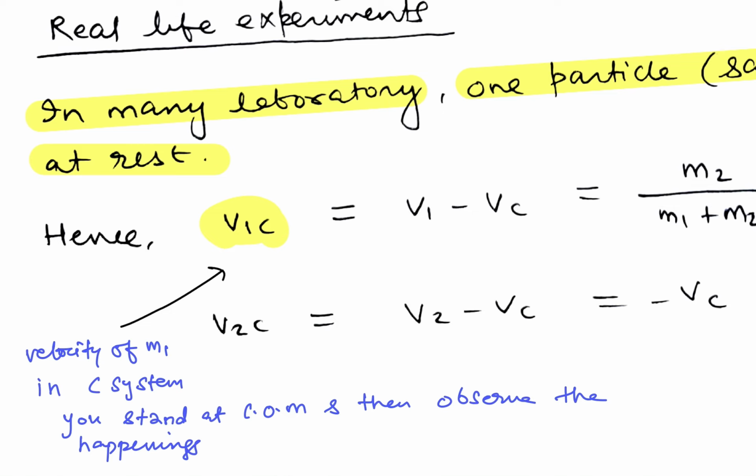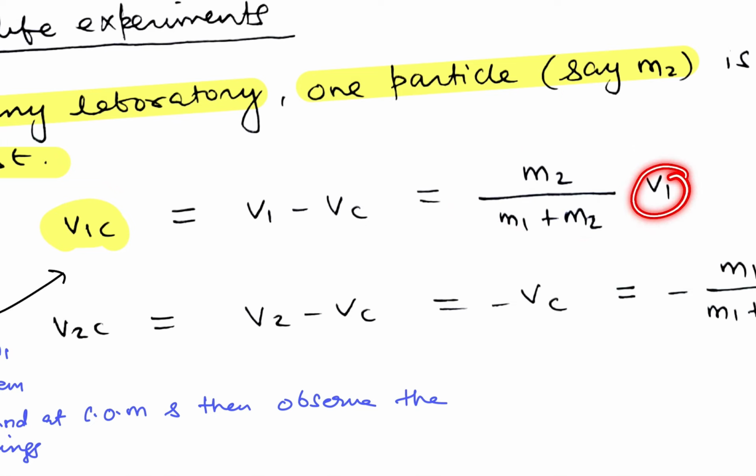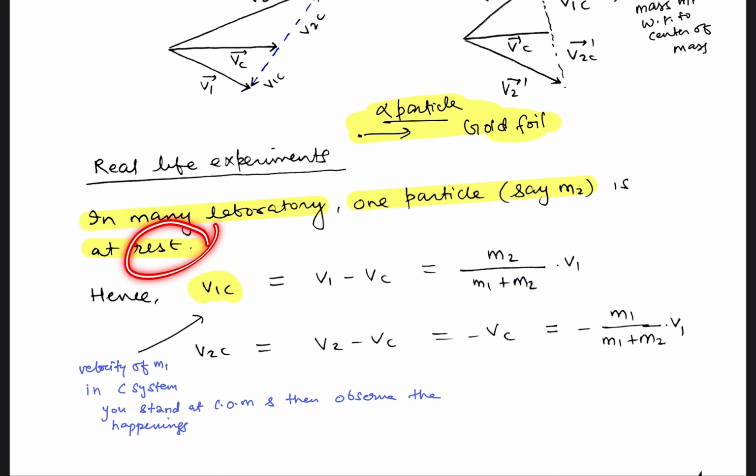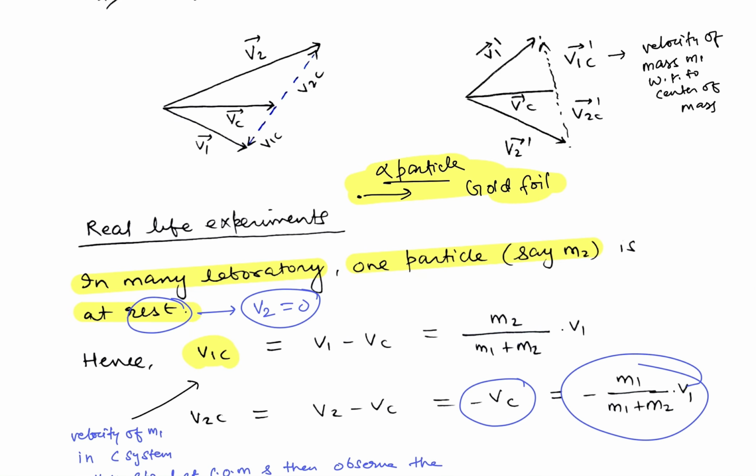So V1C is simply V1 minus Vc, and when you do it, you simply get m2 by m1 plus m2 multiplied by V1. For V2C, you will do V2 minus Vc, but this time V2 is 0 because our second particle is at rest. That means V2 is 0. So it is simply minus Vc, and this is the value. It is pretty simple, a class 11-12 level thing, nothing much to worry about. Just vectors and the triangle law of addition, and we are all done.